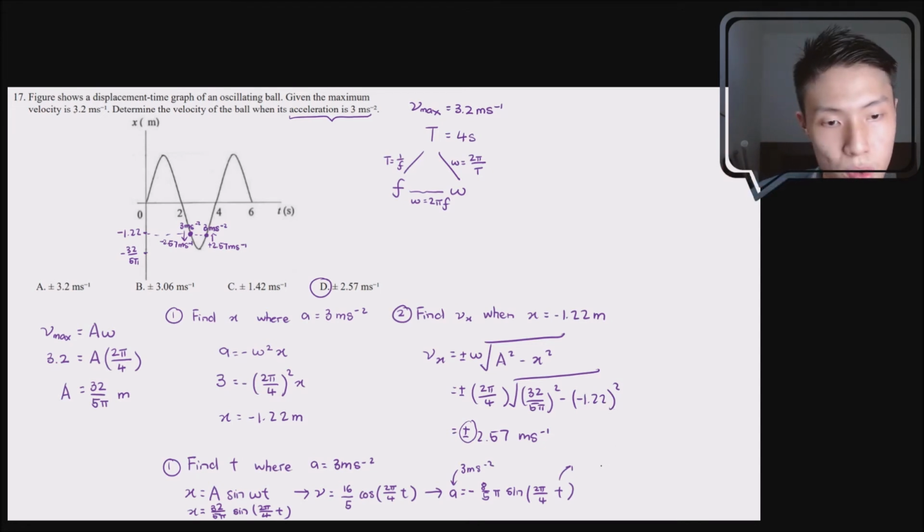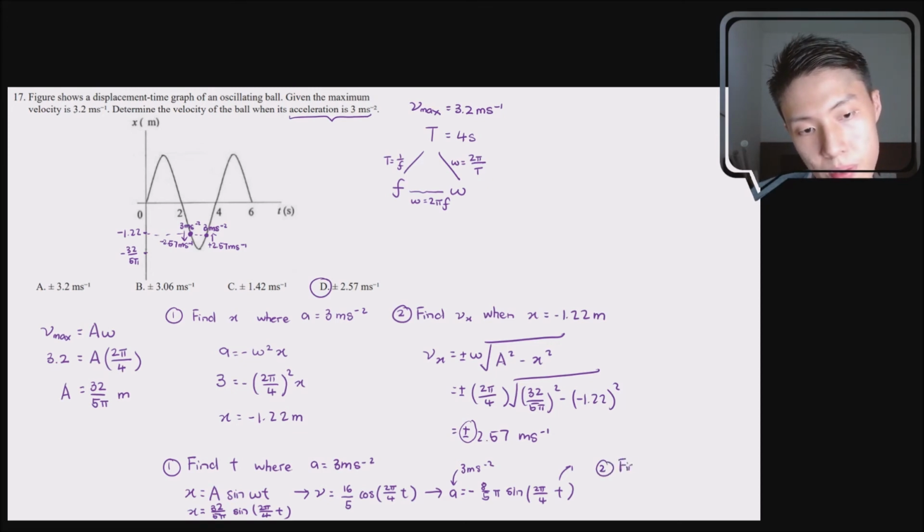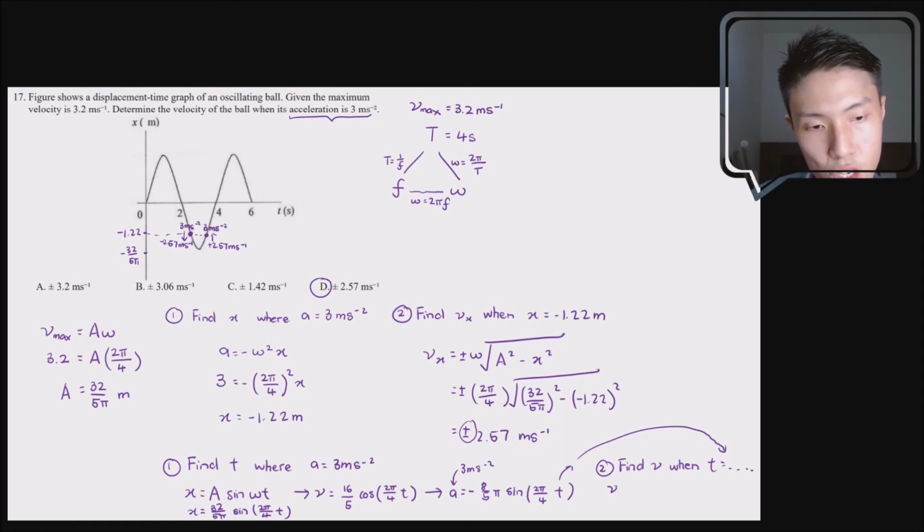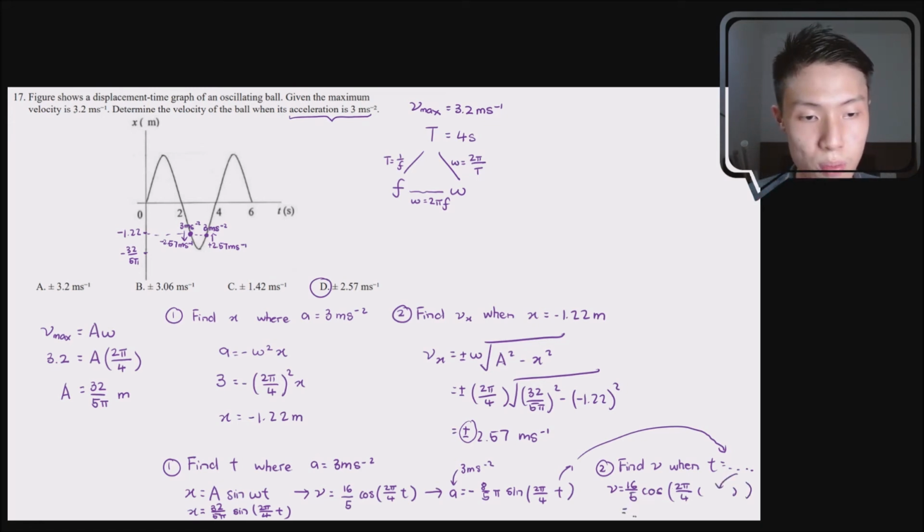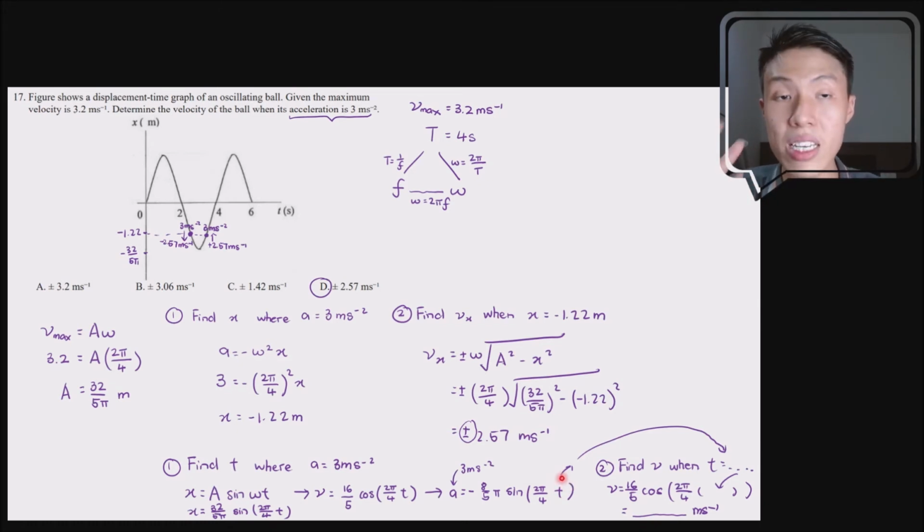So once you obtain a time, you can find the v when time is equal to that value. So you put the answer that you have inside here, then you use the equation v is equal to 16 over 5 cos 2 pi over 4, then you multiply by the time that you obtained, and you get the velocity. Okay, so this velocity here will also have the same answer as what you calculated over here. Just that if you are finding the time here, you need to be aware that there are many different moments where the acceleration is equal to 3 meter per second square.